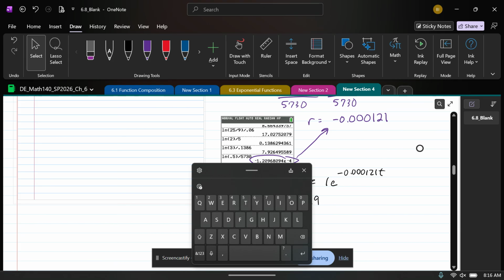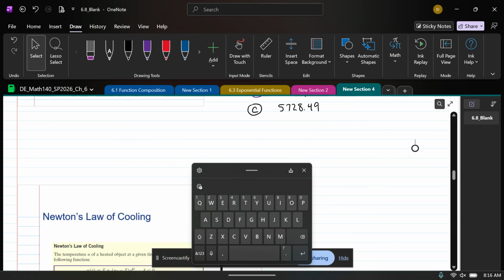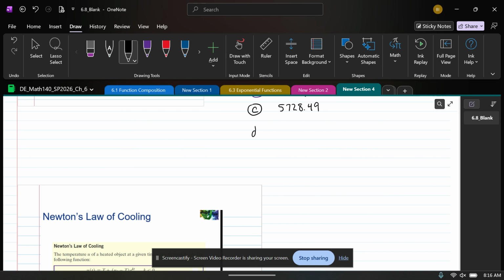It says, and then D part is compare those values. 5,730 is really close to 5,728.49. It just said compare those. That's all it asked us to do.